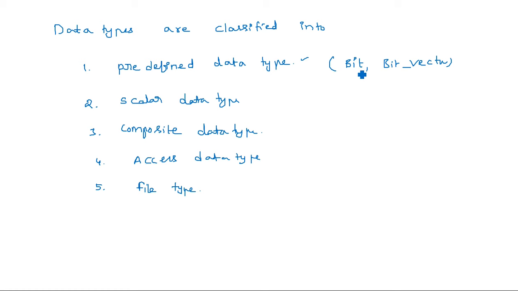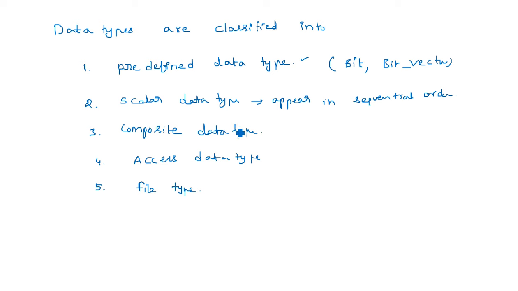If it is represented as a bit, then it is a single bit. If it is represented with a bit vector, then it is a group of bits, with a range like 0 to 8, 0 to 9, like that. Coming to scalar data type, the values belonging to those types appear in sequential order. Scalar data types are classified into four different types: enumeration data type, integer data type, physical data type, and floating point data type. Those four come under scalar data type.